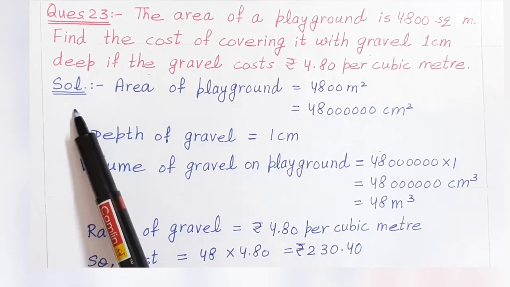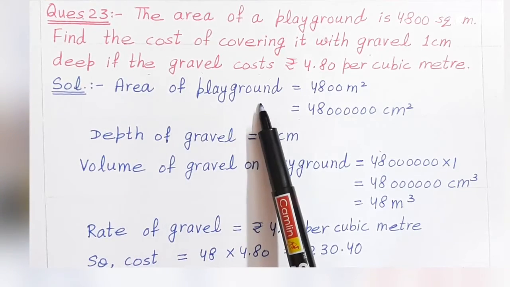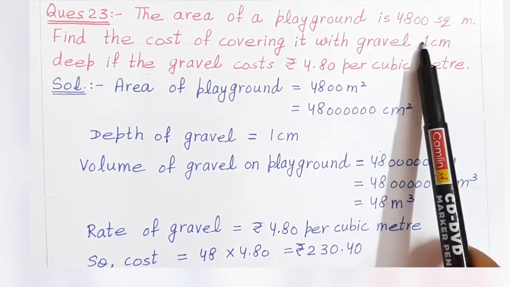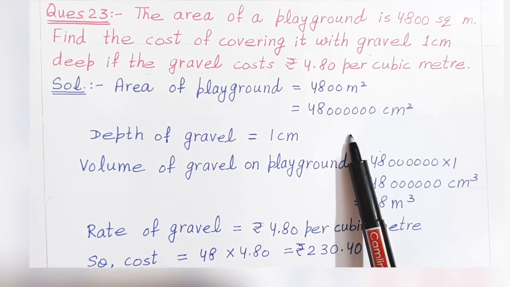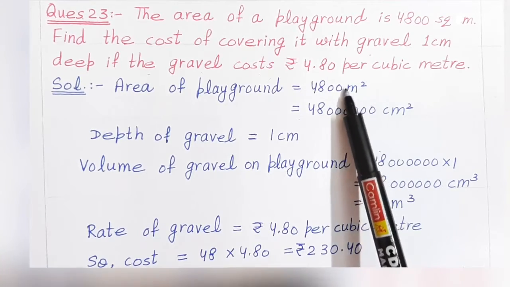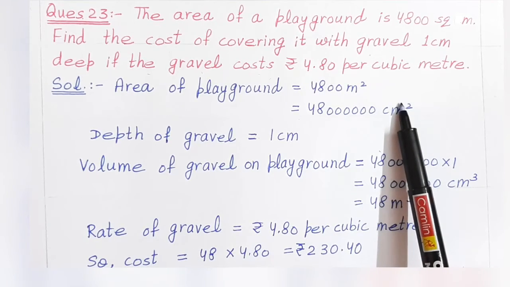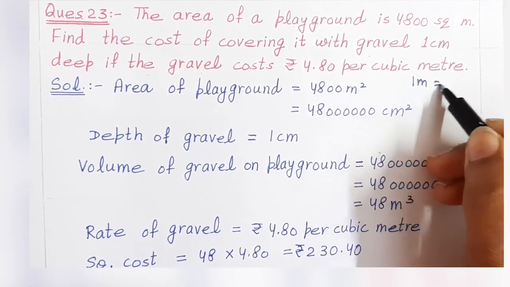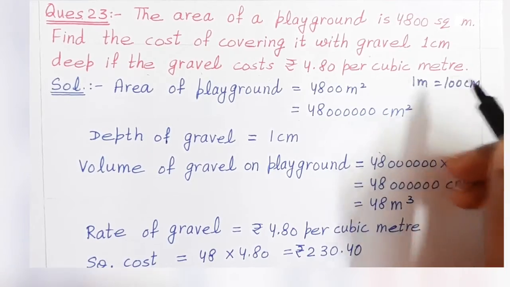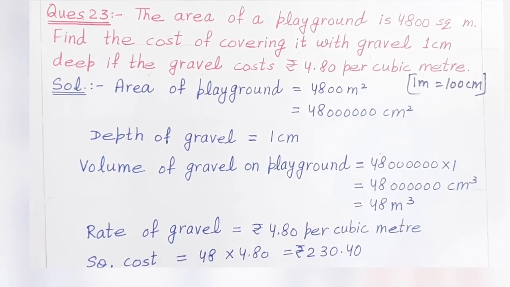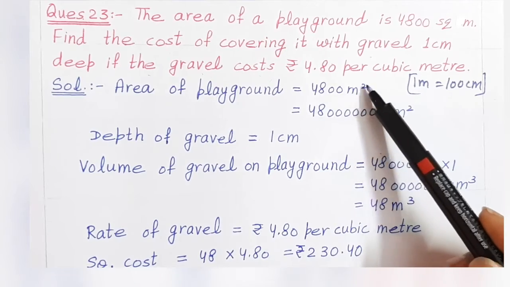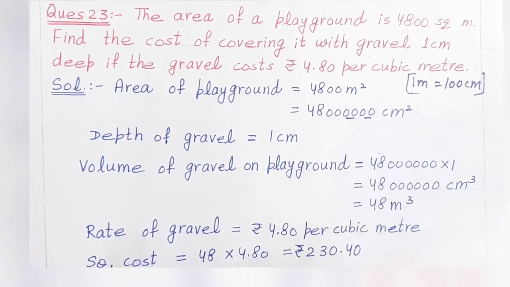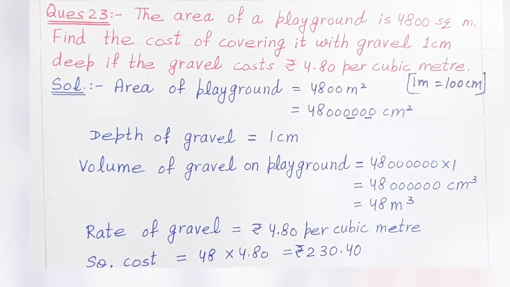So here the solution is, the area of the playground is 4800 meters square, which is already given to us. So that is equal to, now let us convert meter into centimeter. Now we know that 1 meter is equal to 100 centimeter. Clear? So now it is meter square, so we add double zeros in pair. I hope it is clear to you.